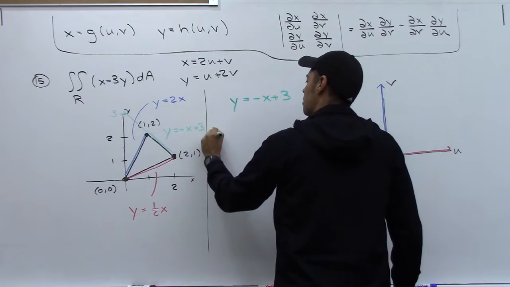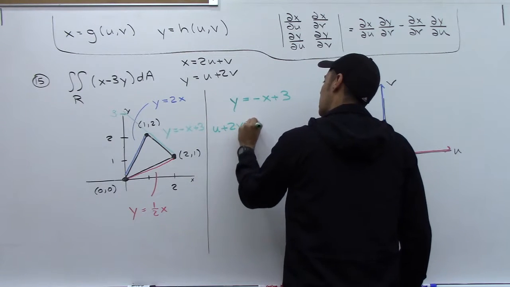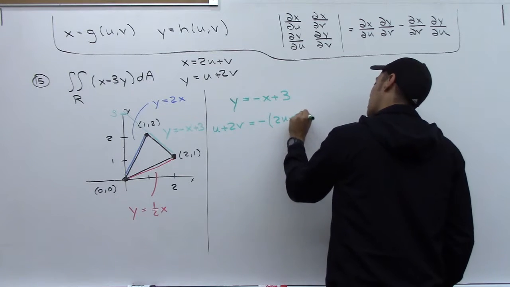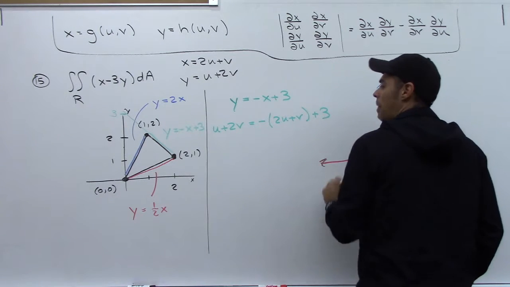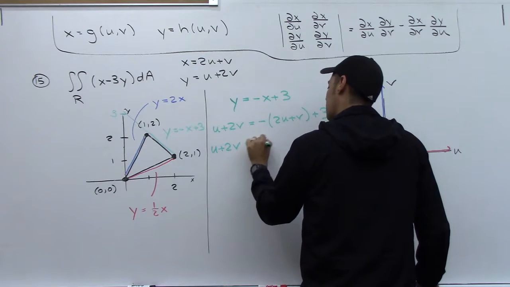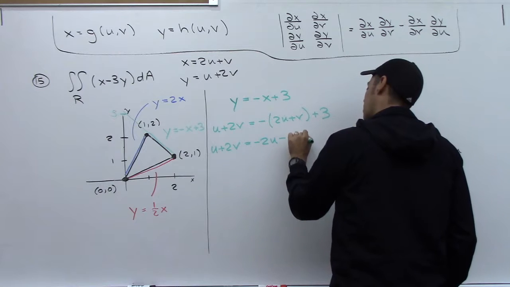So y is u plus 2v equals negative. Now x is 2u plus v, then plus 3. So u plus 2v equals negative 2u minus v plus 3.